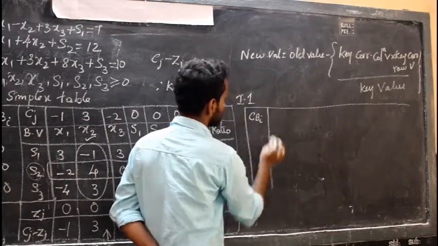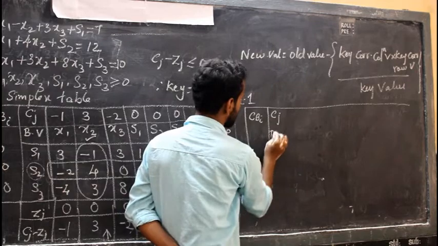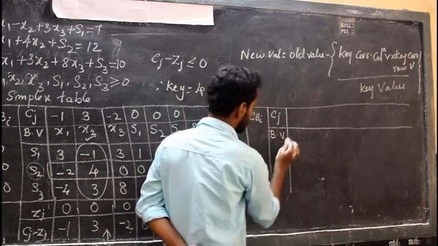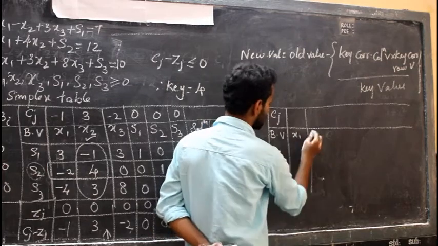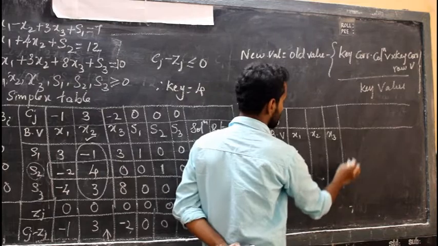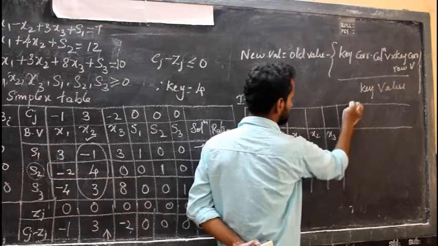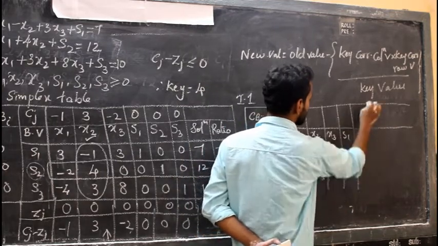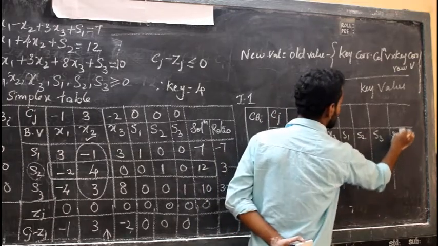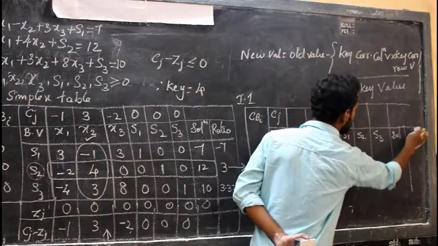CBI, CJ, basic variables, x1, x2, x3, x1, s2, s3, solution and ratio.